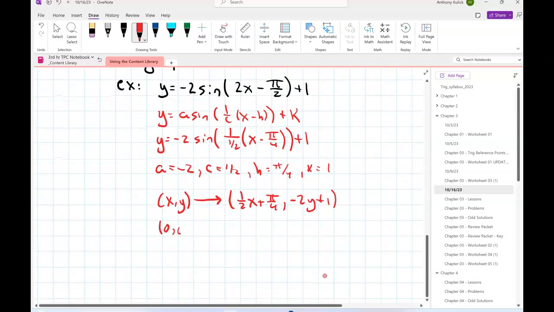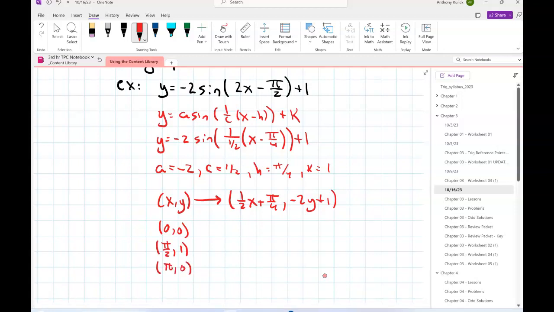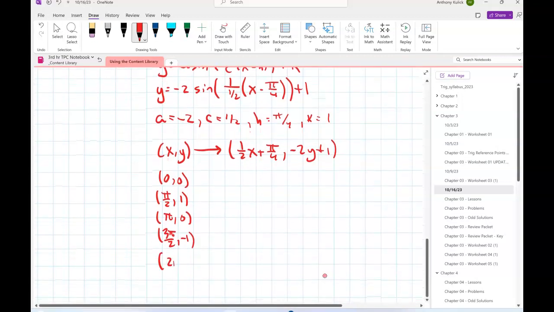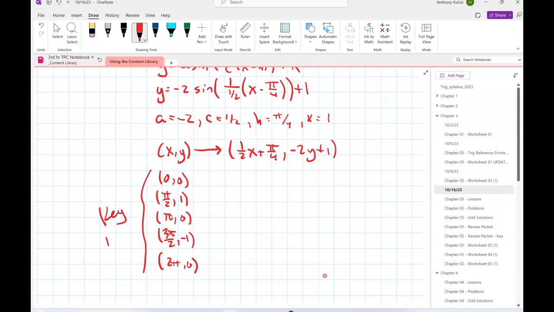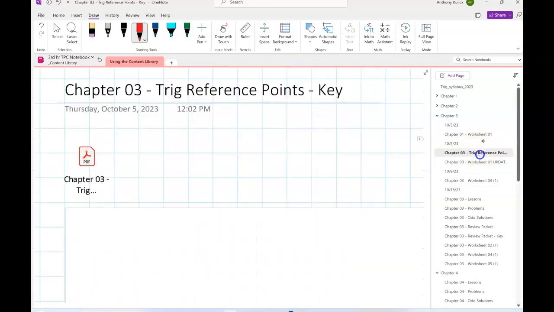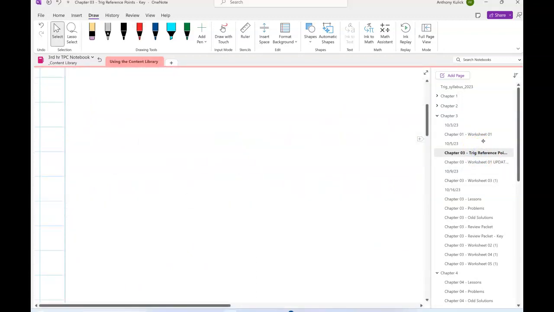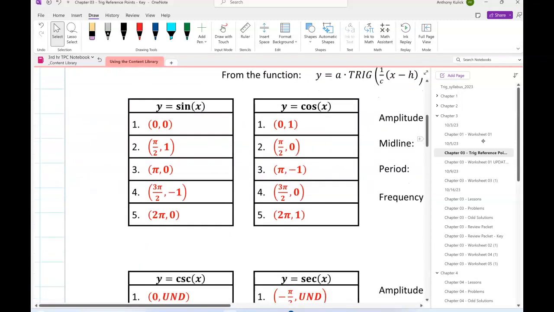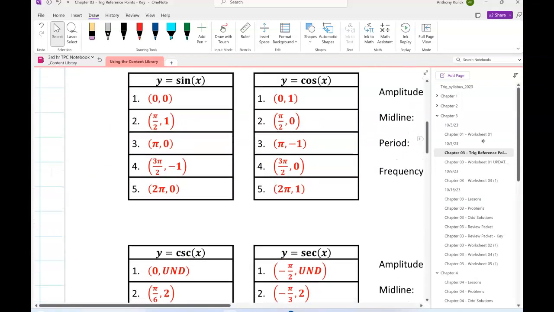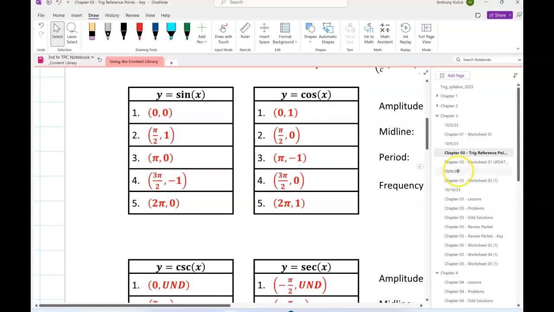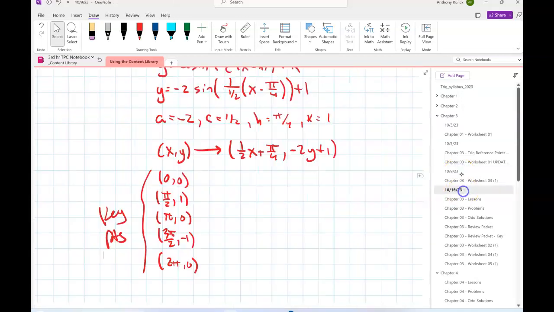And then we take our 5 key points for sine. Where's Mr. Kulik getting these key points? Where do these key points come from? Our sheet here has the reference points on it. So I just looked up on this sheet and wrote down the 5 points for sine, right? Oops, wrong page. And now we're just going to go ahead and plug these through.